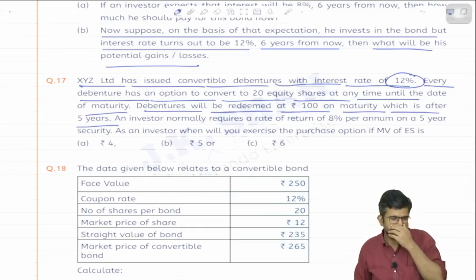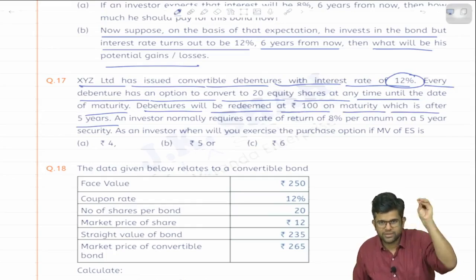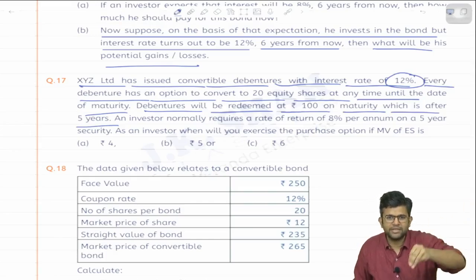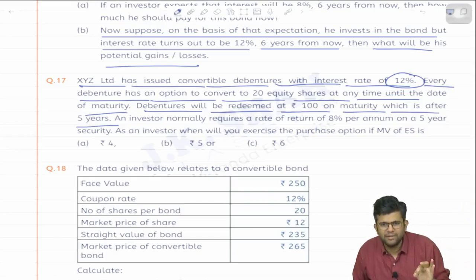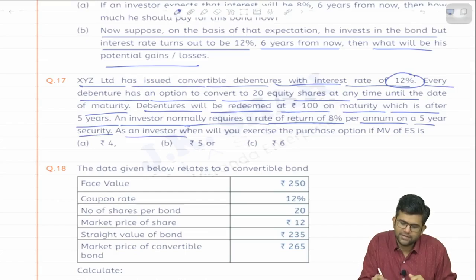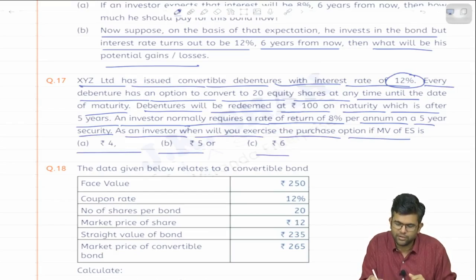See, students, can I say, if you remove that conversion option, it is a plain vanilla bond. Everyone clear? Forget that conversion option. Normal plain vanilla. Okay. The required return is 8% on a 5-year security. As an investor, when will you exercise the purchase option? If market value is 4, 5 or 6.